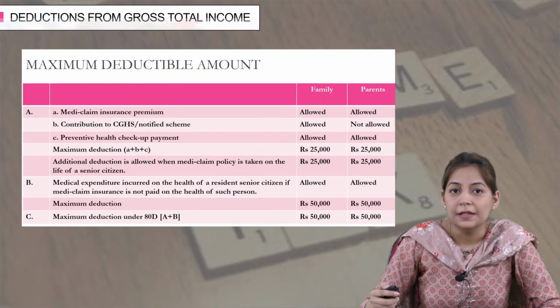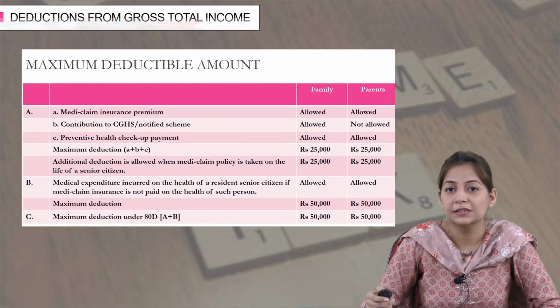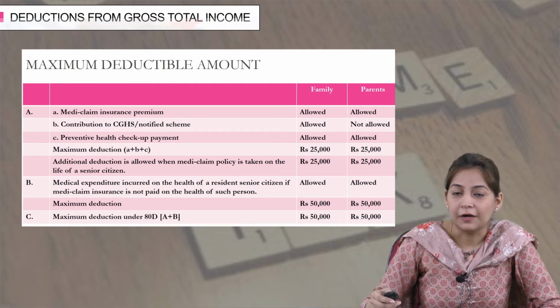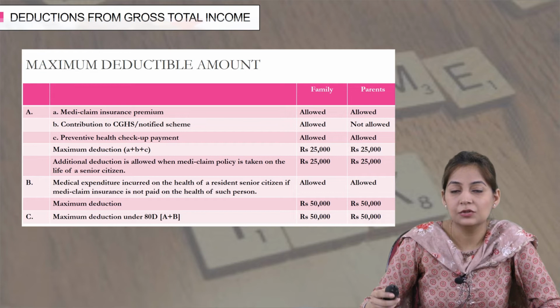Next is the maximum deductible amount. I have divided this slide into two parts, family and parents. In the previous slide we have covered the definition of family, which says that family includes individual, spouse and dependent children. And when we talk about parents, they include father and mother. So, for family we are going to consider individual, spouse, dependent children, and for parents, father and mother.